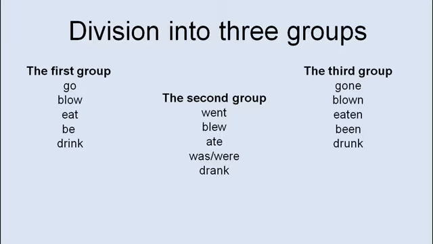The next step is the division into 3 groups. I give the pupils the cut verbs, and they have to find the members of their groups. So the first group has got these verbs. The second group has got these forms of the verbs. And the third group has got the third forms of the verbs. This group, the third group, is the strongest group.